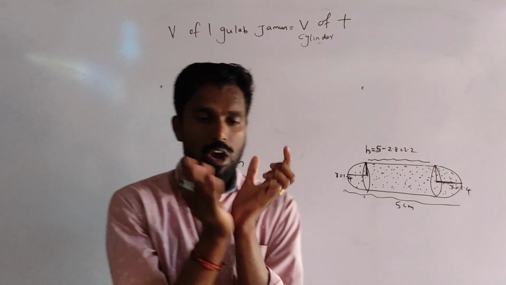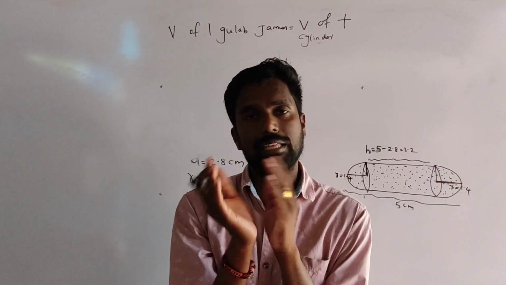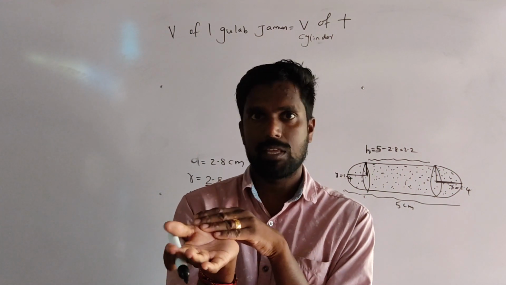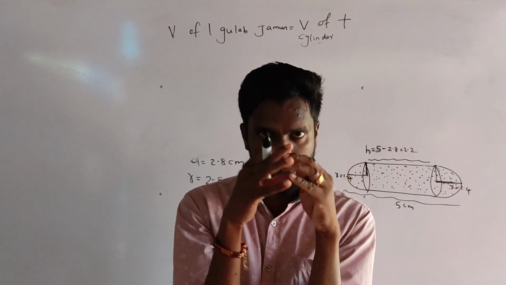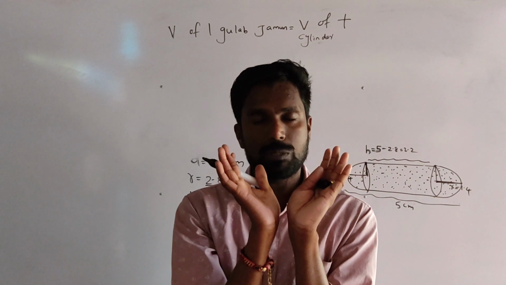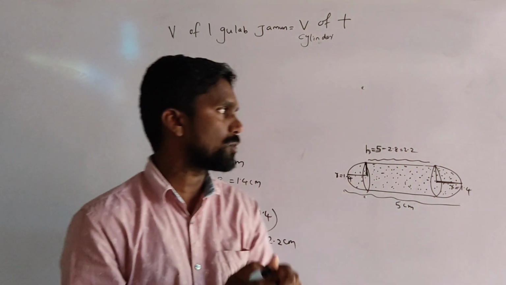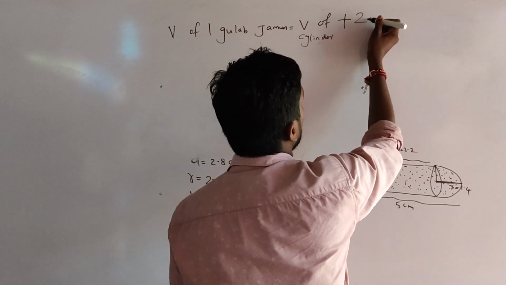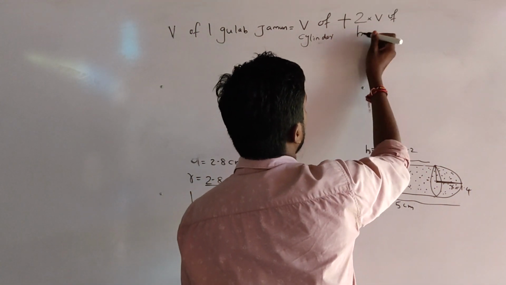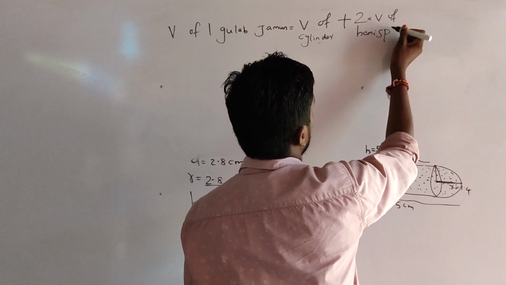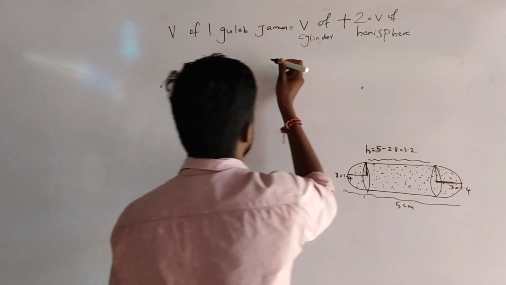When 2 hemispheres are joined together you will get a sphere. So either you can write the volume of a sphere, or otherwise you can write 2 into the volume of a hemisphere.